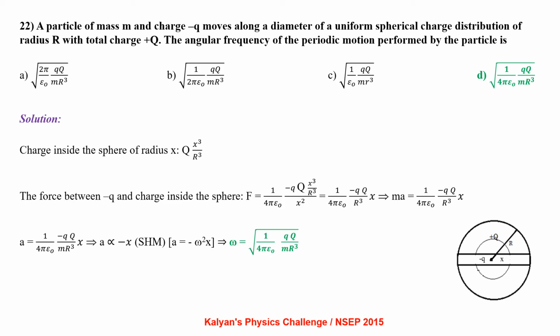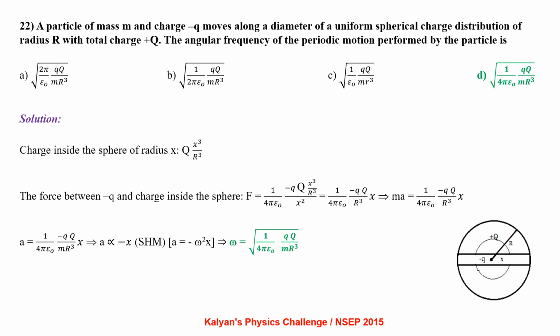volume. Force between minus q and charge inside the sphere, F equal to 1 by 4 pi epsilon naught minus q into Q times x cubed by R cubed by x squared, that is 1 by 4 pi epsilon naught minus qQ by R cubed into x. Here the negative sign indicates force of attraction, that is F equal to ma. So ma equal to 1 by 4 pi epsilon naught minus qQ by R cubed into x.